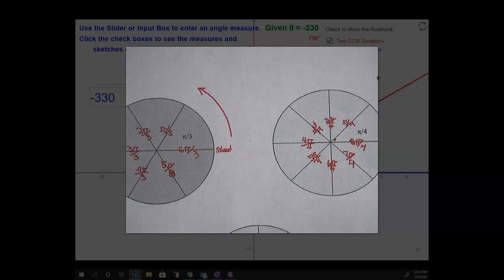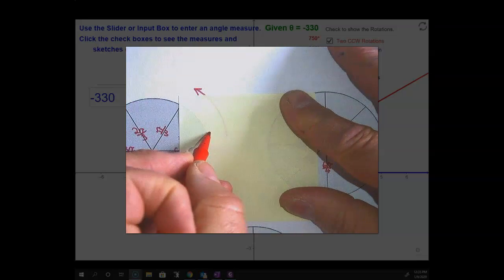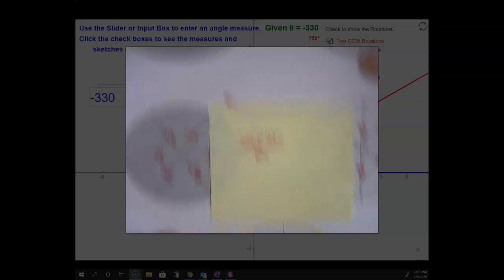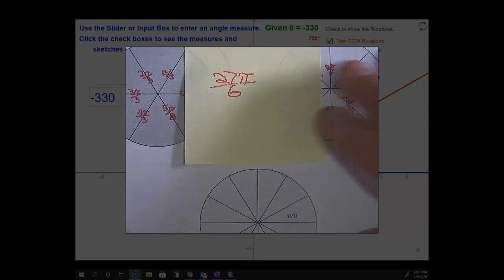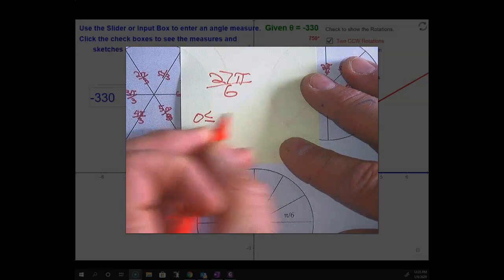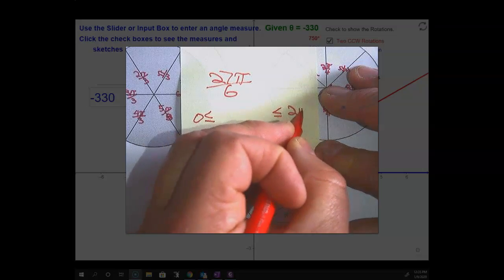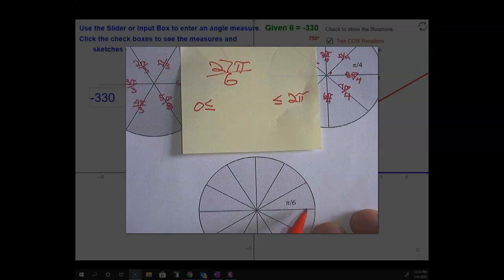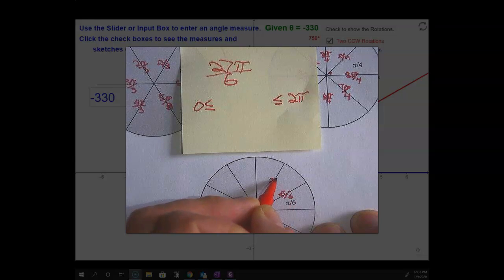All right, let's do a pi over 6. Let's say 27 pi over 6. What angle is coterminal with it between 0 and 2 pi? We want our answer to be between 0 and 2 pi. So that's one time around the circle. Here are your pi over 6's. So 1 pi over 6.